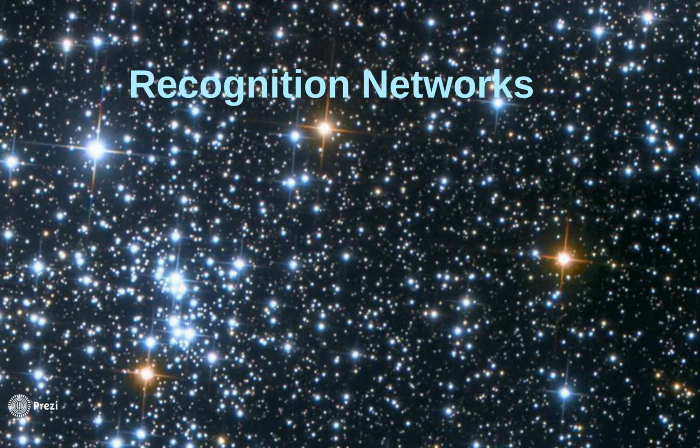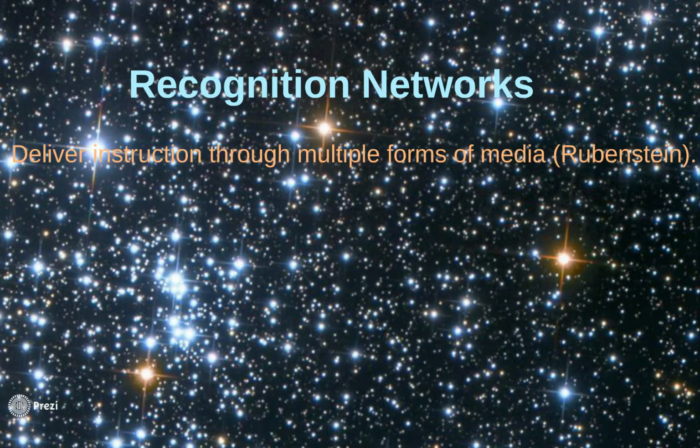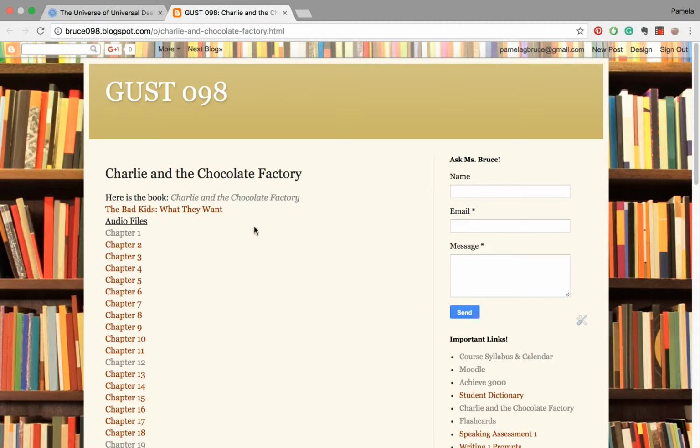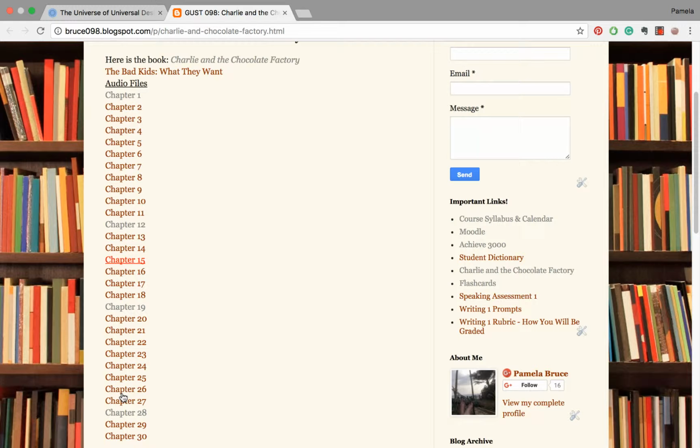So for recognition networks, Grace Rubenstein said that it's important to deliver instruction through multiple forms of media. And so the first way that I implement that is by making audio files available to my students. Whatever we have in text, we also have audio files available. An example of how I've incorporated that into my class is our novel for this semester was Charlie and the Chocolate Factory. Students had 24-hour access to the book, but they also had access to audio files for every chapter in the book.